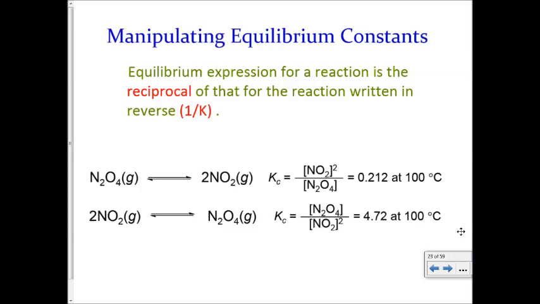So if you reverse a reaction, what is the K value of the reverse? It's the reciprocal. You just do 1 over K. That's all you need to know there. If you decide to reverse it, just do 1 over K. Okay?